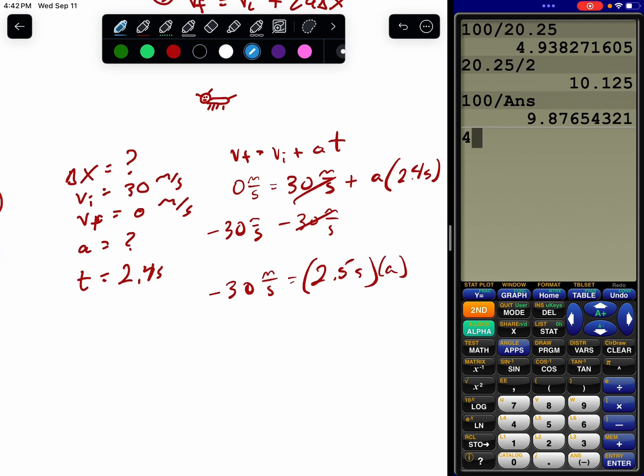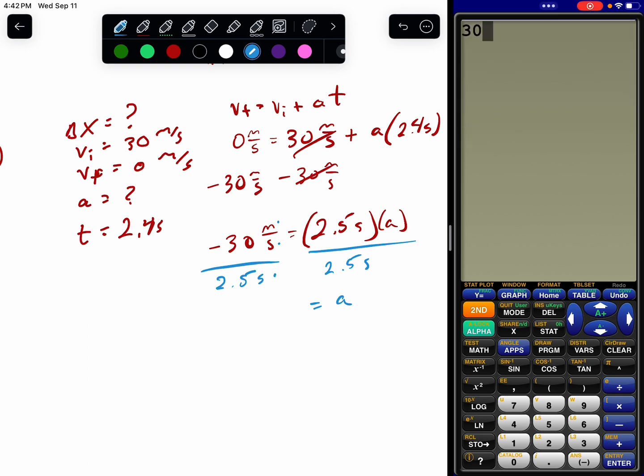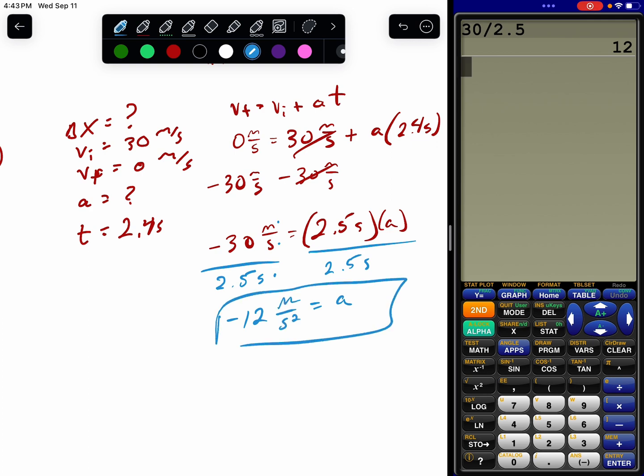And then we need to divide both sides by 2.5 seconds. Notice the units here. We get meters per second. That is exactly what we're looking for. We get 30 divided by 2.5. And I get 12, but don't forget about that negative. So we'll get negative 12 meters per second, which is meters per second squared.